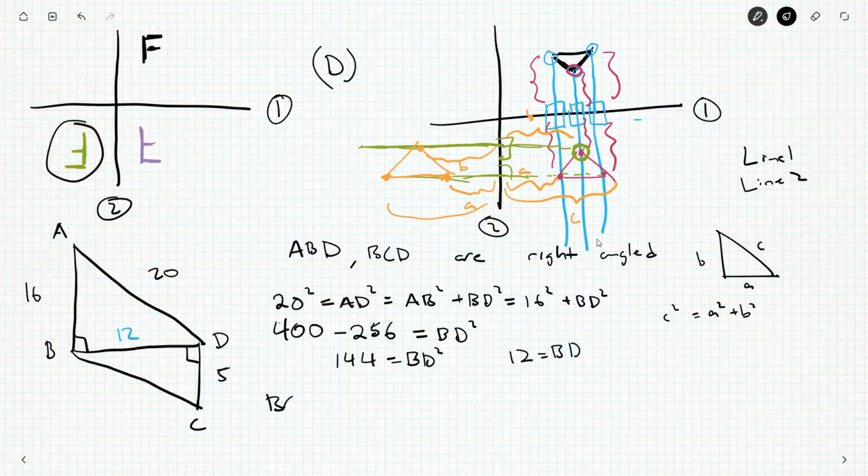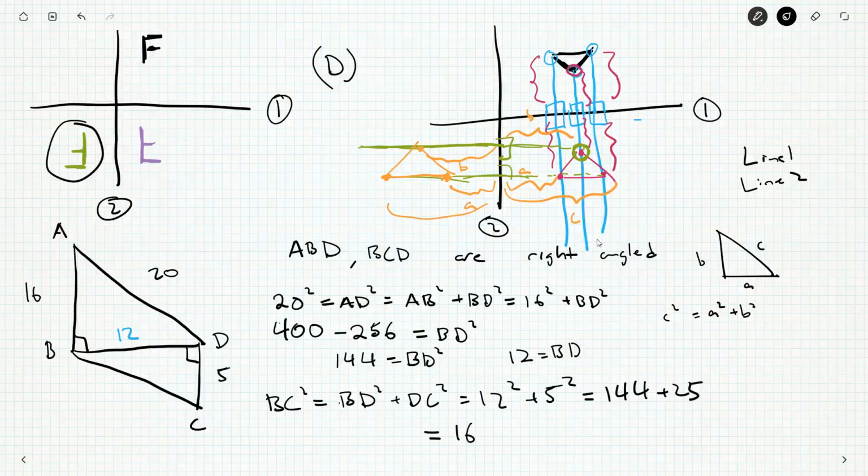Hey, BC is the thing I want. BC squared is going to be BD squared plus DC squared. I just worked out what BD is. So I got 12 squared plus 5 squared. 144 plus 25. No shame in ever using your calculator on these contests. They're allowed. We get 169. If you don't know that's 13 squared, that's all right.